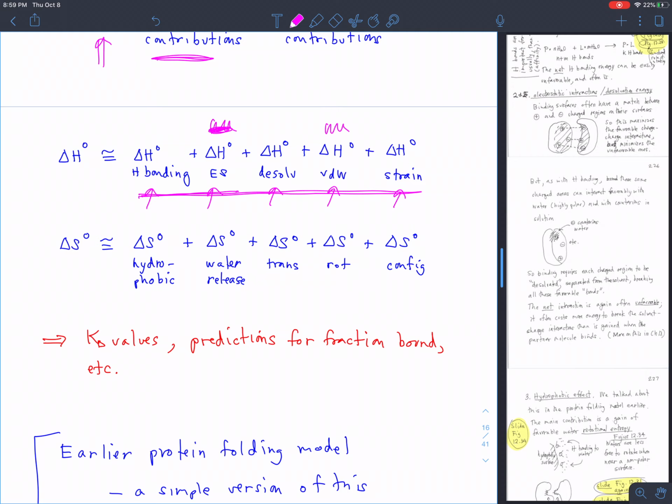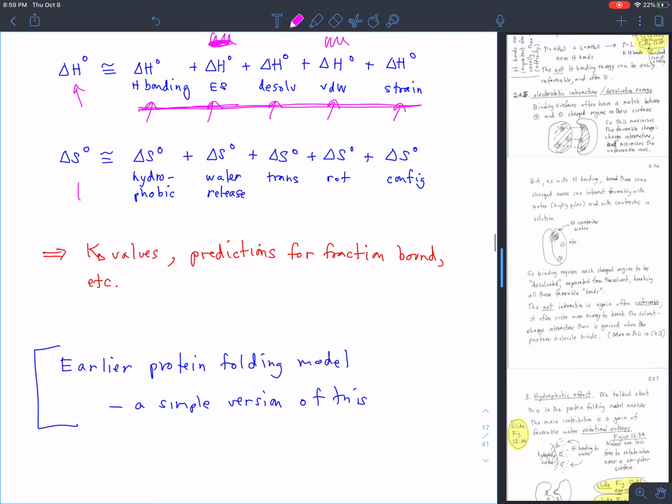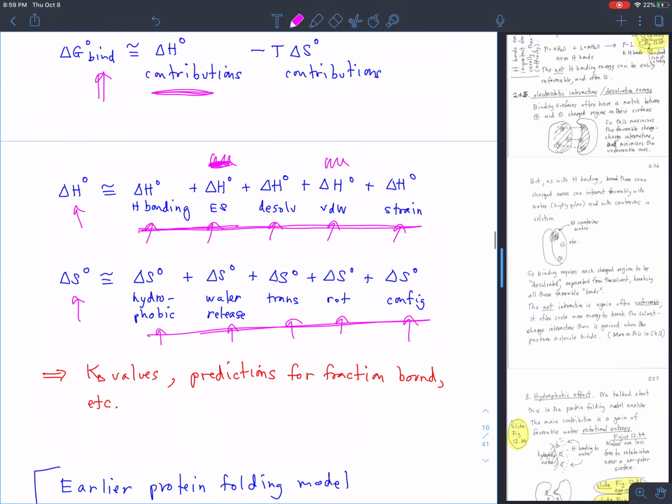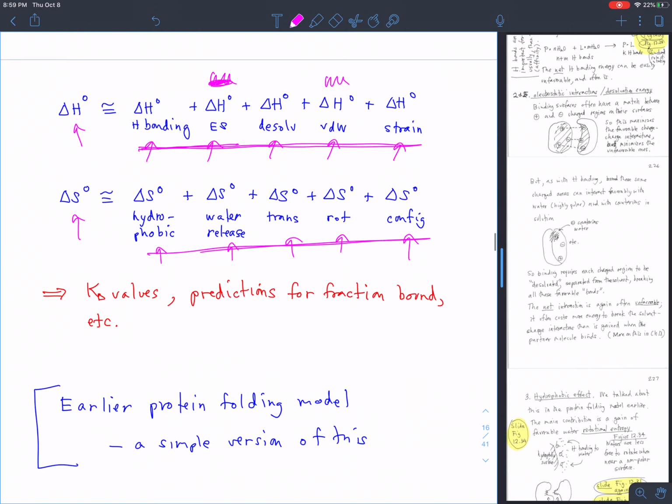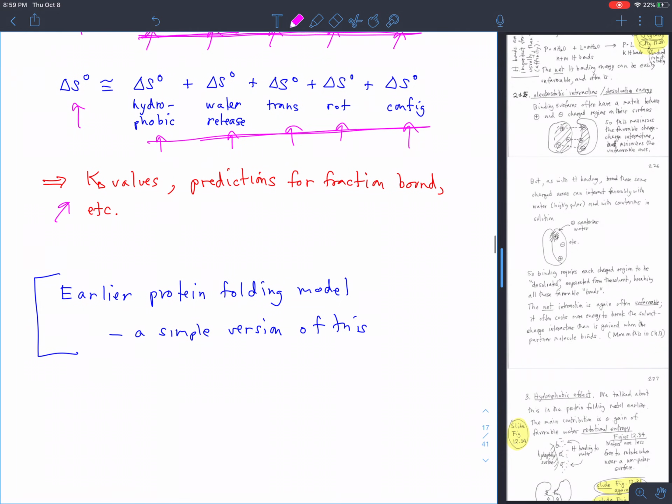And that gives you, when you put all these together, a guess for how big the overall delta H is. And likewise for the delta S, there's hydrophobic interactions, water release, translational and rotational contributions to the delta S, and configurational changes in the delta S, and we'll talk about all those too. And once you have delta G of binding, you can calculate KD values, you can predict fractions bound, you can predict how things will change with temperature, you can make all kinds of predictions to see if your ideas are reasonable or not.